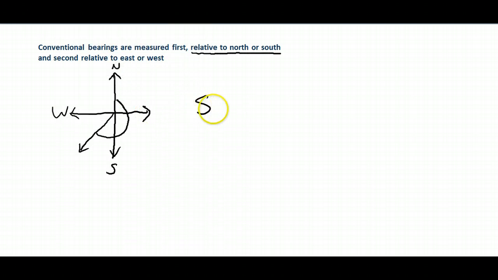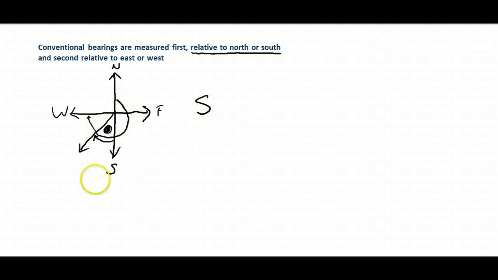Next, now that we've established that we're starting from the south point, we've got to head towards either east or west. We've got to measure the bearing towards either east or west. Now from the south position, as we head towards west just here, this is the angle that we're measuring, because we're measuring it first relative to north or south, then to east or west. Now from the south, it makes sense to go towards the west here, so we've got to measure how far this angle is in between the south and the bearing as it heads towards west.